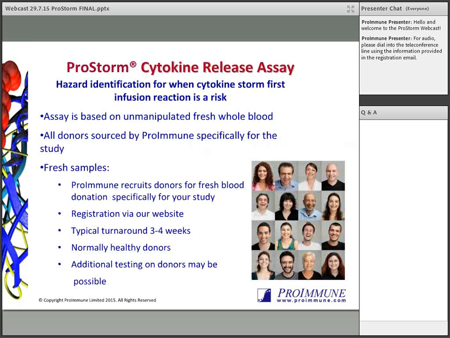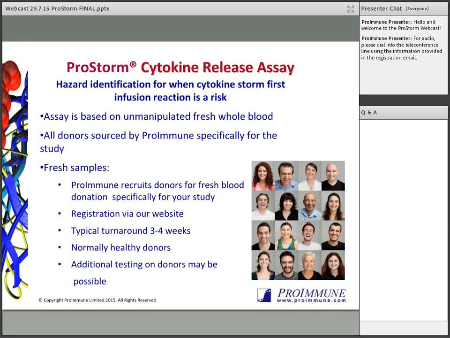So this brings me to the ProStorm Cytokine Release Assay, which was developed by Proimmune as a hazard identification tool to identify first infusion reaction risk for a biologic. The assay is a fresh whole blood assay with minimal test interference, and in fact the donors that are recruited for each project are done so specifically, and once the blood is drawn, it immediately goes into the assay. So there's no additional processing or manipulations which could further stimulate the cells. And I'll describe the assay workflow more in just a moment.